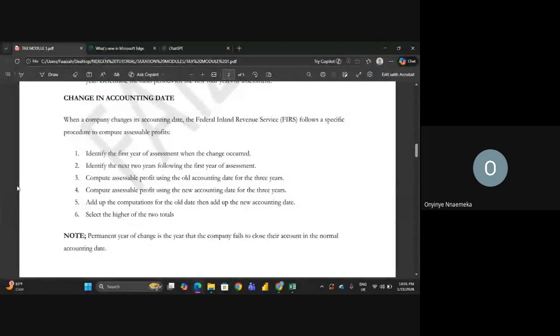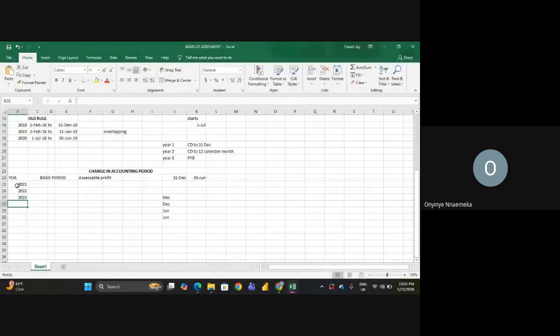That's the next 2 years. Then compute accessible profit using the old accounting date for the 3 years. For these 3 years of assessment that you have identified, use the old accounting date, that is this December. Use it first to compute your what? Accessible profit.